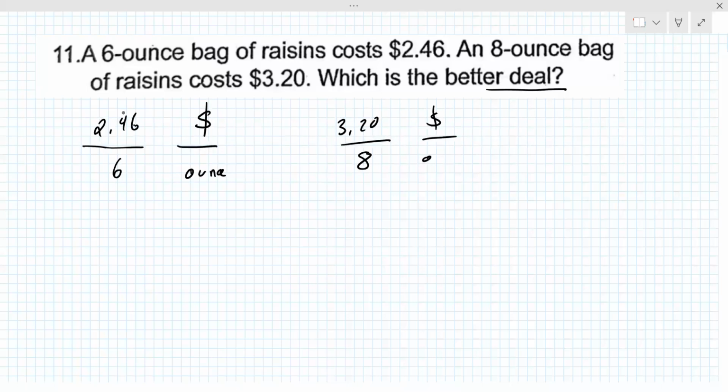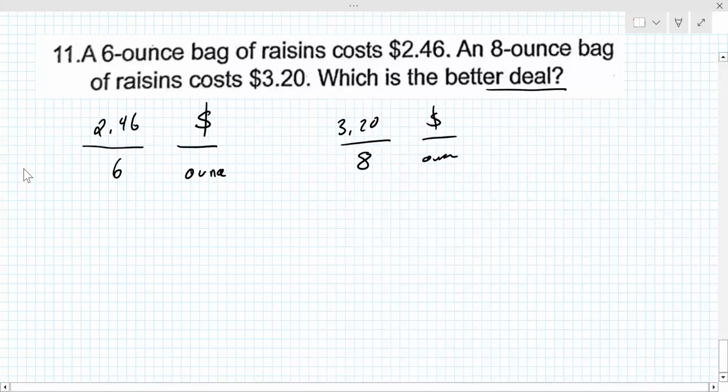But you want to do the same calculation each time, where it's dollars on top. That's how we compare deals. If you ever go to the grocery store, you'll see this on the shelf. It'll say price per ounce or price per unit.